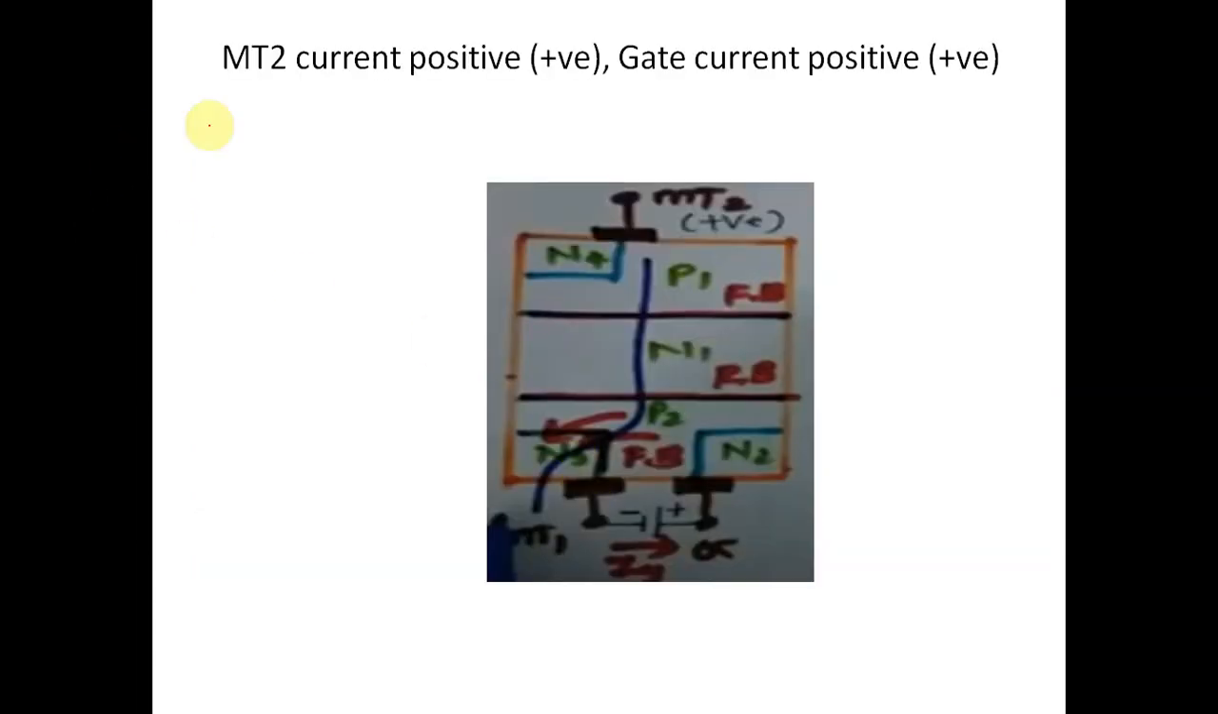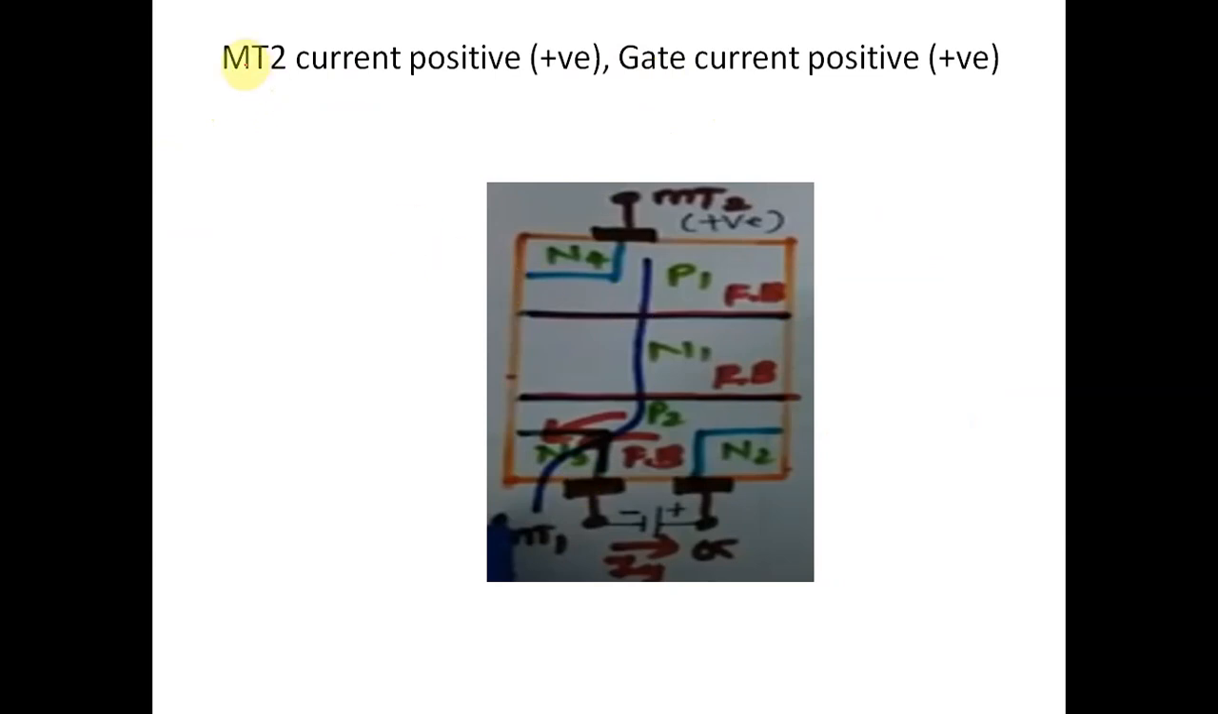This is the diagram. We will explain the step by step procedure of the four modes of operation. This diagram is used for mode first, this diagram is used for mode second, this diagram is used for mode third, and this diagram is used for mode fourth. So this is the step by step procedure for the working of the modes.